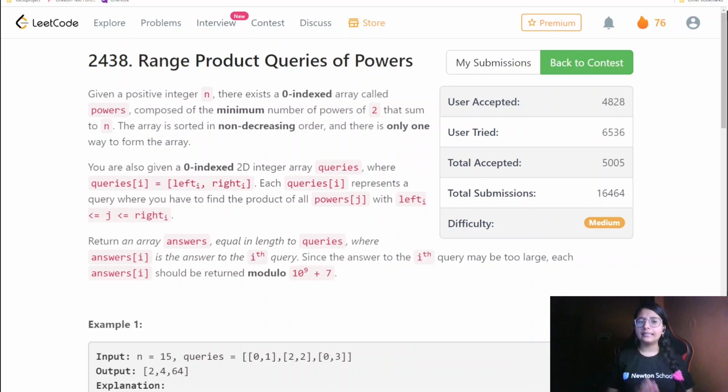And now let us start with this particular question. So in this question, let us first read the question, then the time constraints, and then the examples which are being given to us.